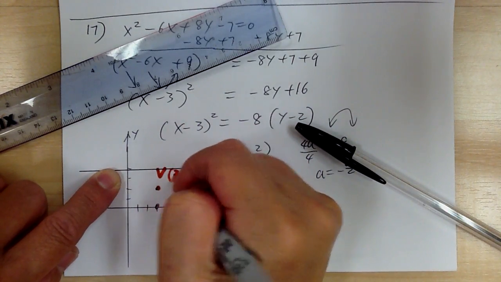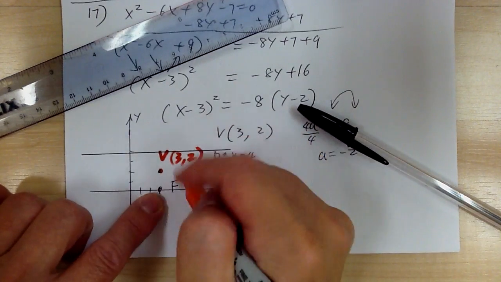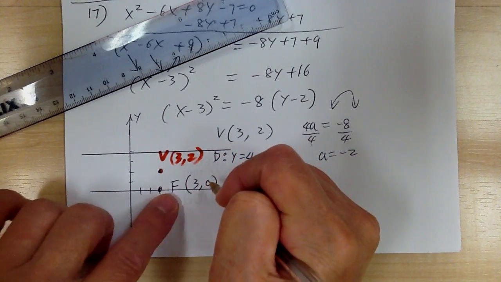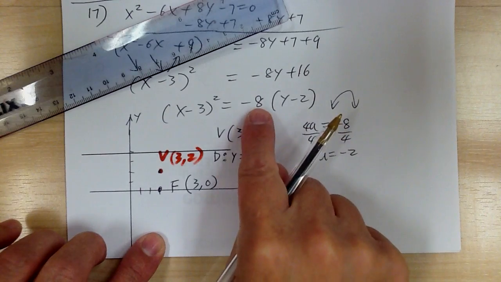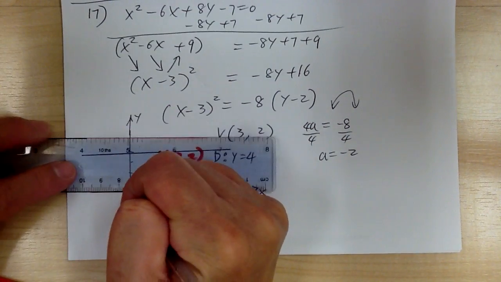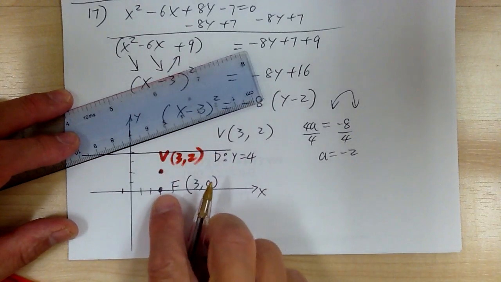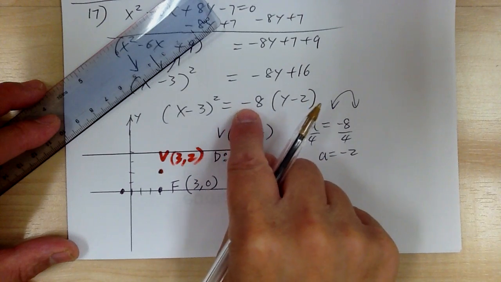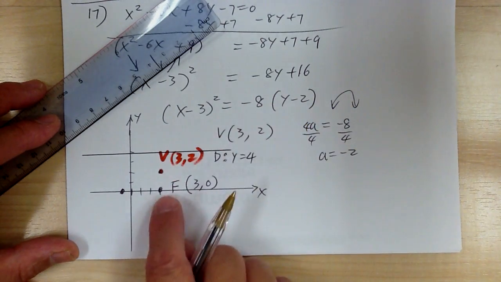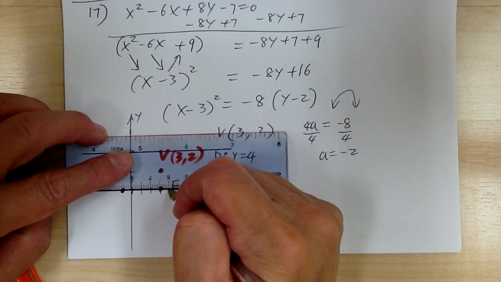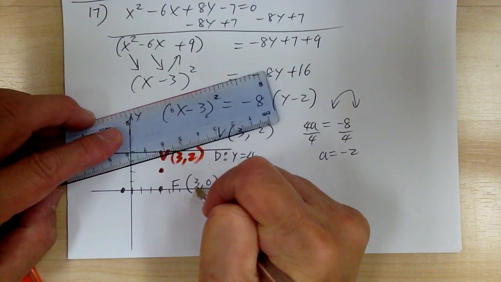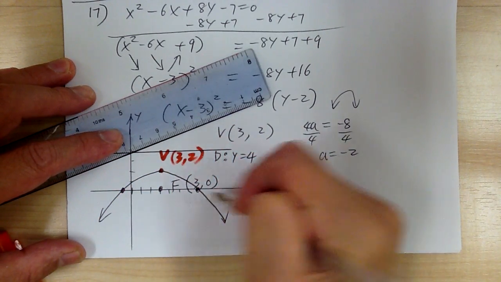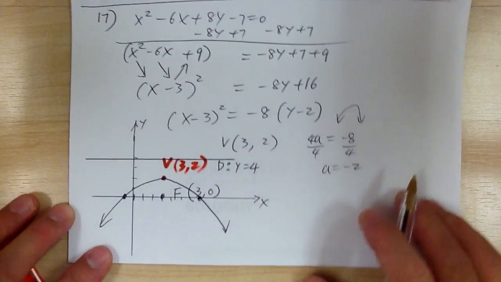The vertex is at 3, 2. And by looking at the picture, you can see the focus is at 3, 0. Right? And your graph, the opening is 8. That means you go 4 this way at the focus. Again, the opening is 8. The negative just shows the direction. So the 8 is the opening, so you go 4 this way, and you go 4 the other way, right over here. So your graph looks like this. Okay, and that would be the graph for number 17.